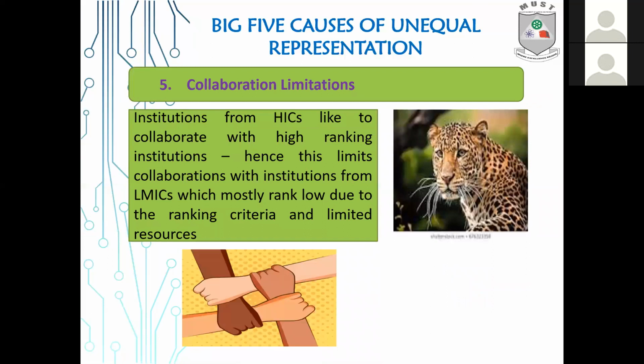Fifth is collaboration limitations. Institutions from high-income countries like to collaborate with high-ranking institutions. Hence, this limits collaborations with institutions from low and middle-income countries, which mostly rank low due to the ranking criteria and limited resources. This includes South-North relationships as well as South-South relationships.